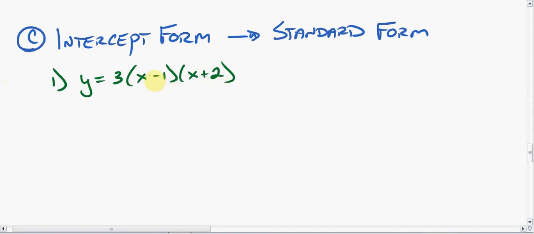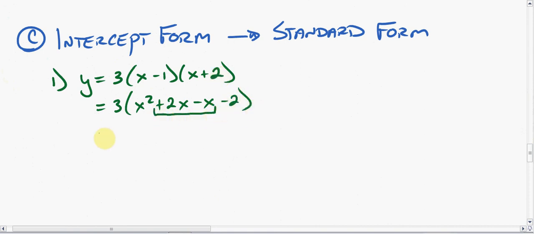First thing you want to do is FOIL, multiply the two binomials together. So this 3 drops down, goes for a ride. X times x is x squared. Outside terms, x times 2 is 2x. Inside terms, negative 1 times x, negative 1x. Last terms, negative 1 times 2, that's negative 2.